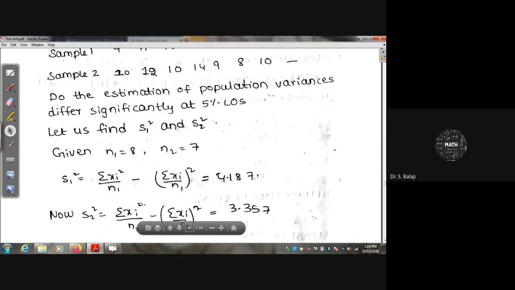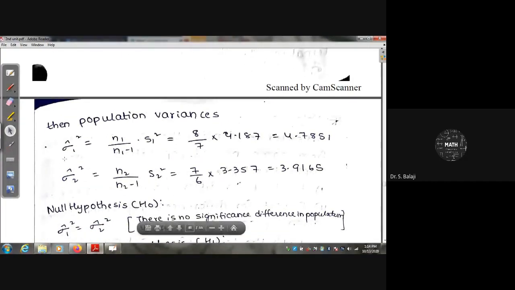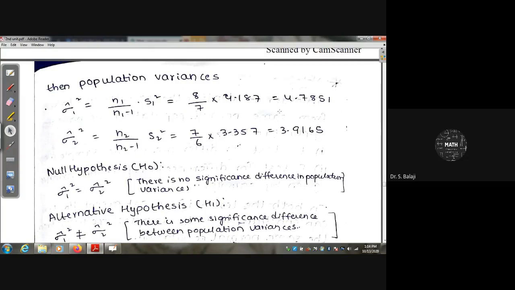After calculating S1 square and S2 square, you have to calculate sigma 1 cap square and sigma 2 cap square, the population variances. That will be sigma 1 cap square equal to N1 by N1 minus 1 times S1 square, and sigma 2 cap square equal to N2 by N2 minus 1 times S2 square. Therefore, we substitute N1 is 8, 8 by 7, and nearly this value 4.785, and this value 3.9165. That is the idea here.